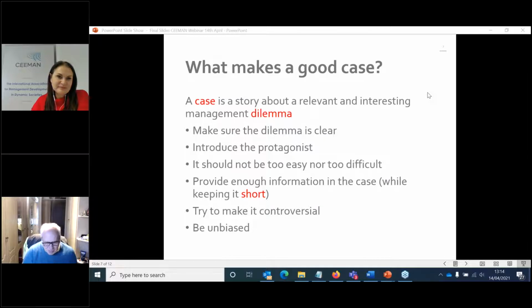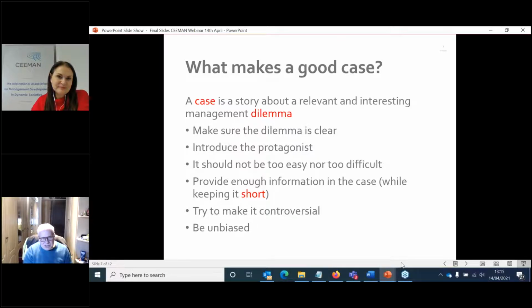Try to make it controversial. Why controversial? Because students will remember. And ideally, we learn in case discussions, we learn by discussing, arguing, and trying to convince each other. And if it's more controversial and less obvious what is the ideal outcome, you will learn more throughout the process of trying to convince other people. And I mentioned be unbiased, and I mentioned keep it short. So those are some of the key things to keep in mind when you write a case.